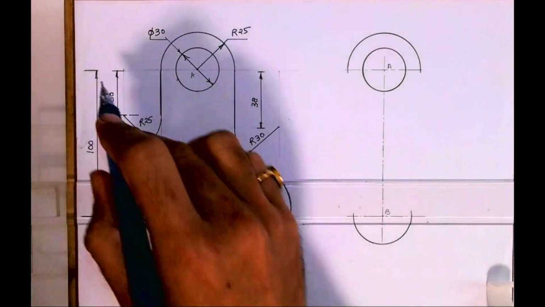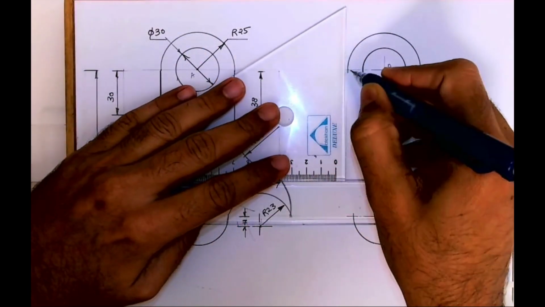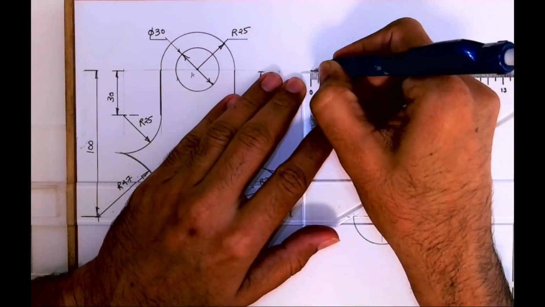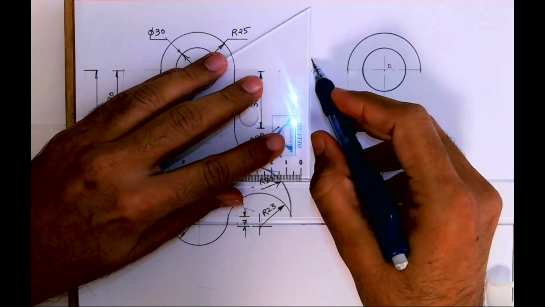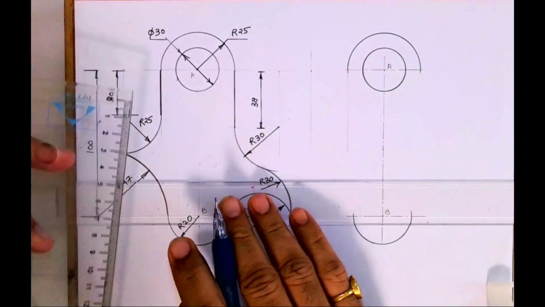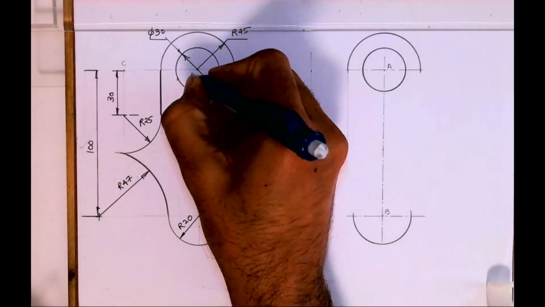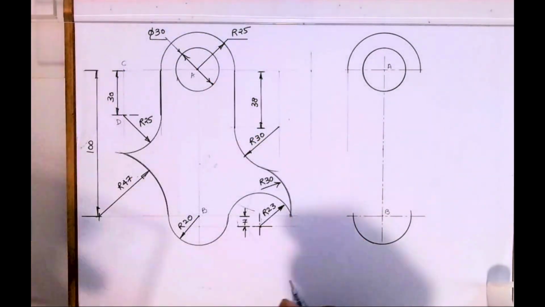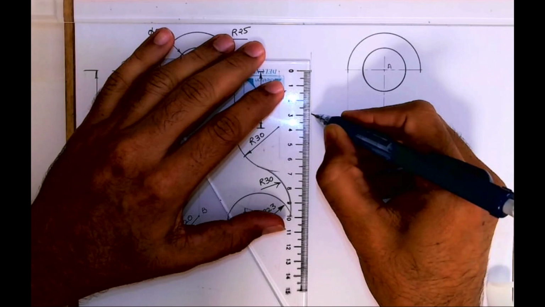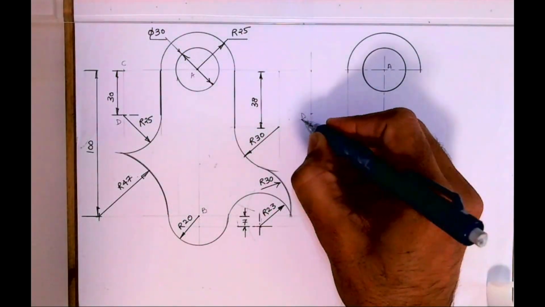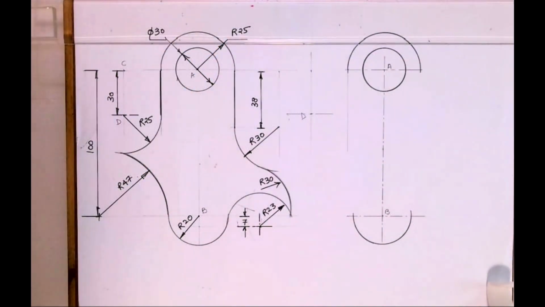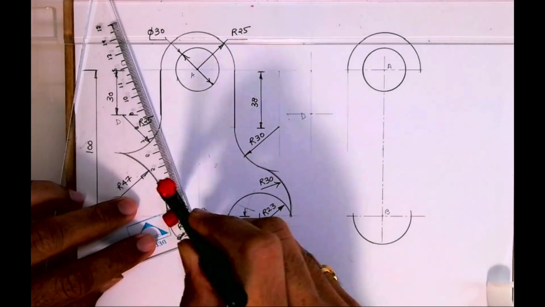Now we'll draw radius 25. So to draw radius 25, I will draw a parallel line of 25. Since it's a vertical line, I can directly take dimensions, or we need to draw it with the arc method. This is point C, which is 25 mm away, and point D is 30 mm down. Now from point D, we'll draw radius 25.